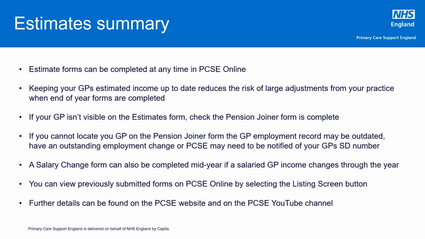Thank you for watching this video on estimates in PCSE Online. To summarise, estimate forms can be completed at any time in PCSE Online. Keeping your GP's estimated income up to date reduces the risk of large adjustments from your practice when the end-of-year forms are completed. If your GP isn't visible on the estimate form, check the pension joiner form is complete. If you cannot locate your GP on the pension joiner form, the GP employment record may be outdated, may have an outstanding employment change, or PCSE may need to be notified of your GP's SD number.